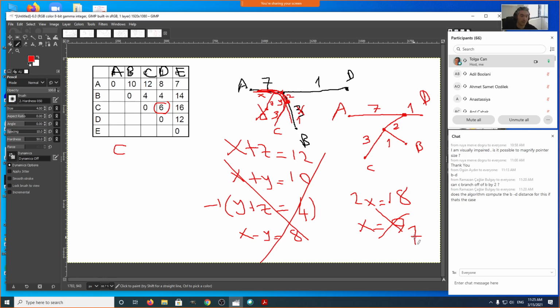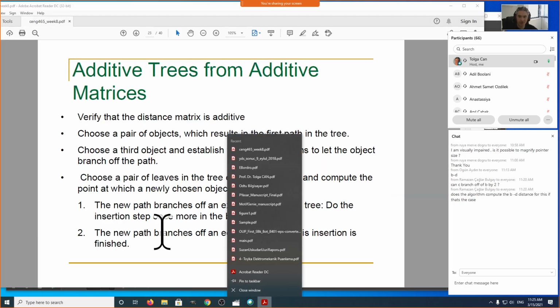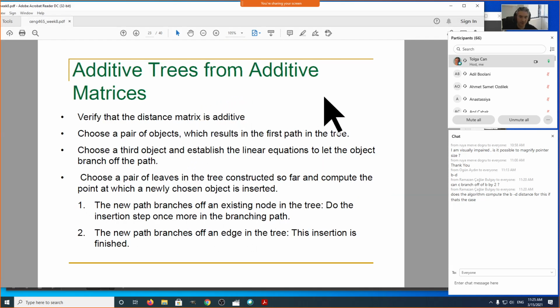All right? If x had turned out to be 7, which it didn't in this case, then this would be bad for us because the branching off would be from an existing node, and we would have to repeat the addition of C between a different pair of nodes. Okay, so the pseudocode of the algorithm is fairly simple.